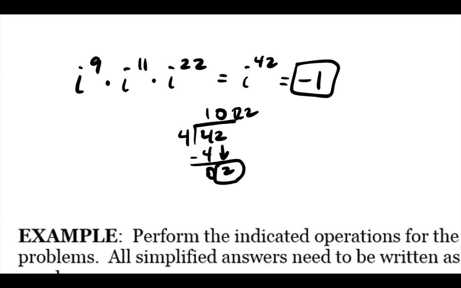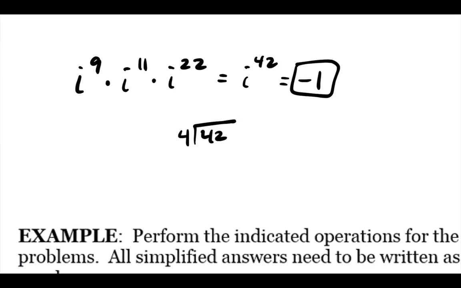What did I divide? How did I get this answer? 4 divided by 42. Isn't that the rule? Divide 4 by the power. If you can't read my handwriting, just do the division on your own. It's just division. Okay. All right.